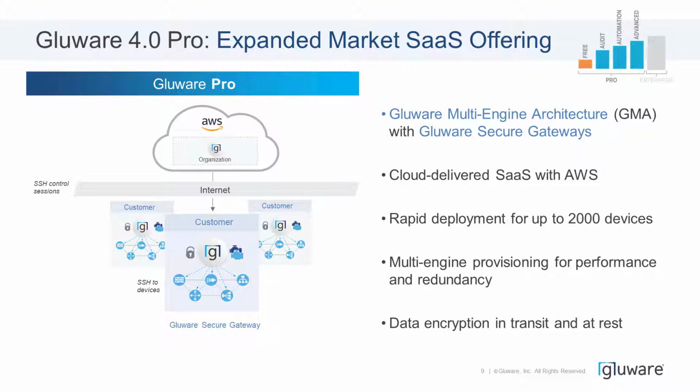One constraint is that Gluware Pro is currently designed for organizations up to 2,000 devices. So each tenant or each customer Gluware runs in the multi-tenant infrastructure can be up to 2,000 devices today. And as I mentioned before, it is still true that your data is encrypted in transit and at rest in the Pro distribution as well. Again, we use an SSH control session, which is secure, but the database and control messages are also encrypted.